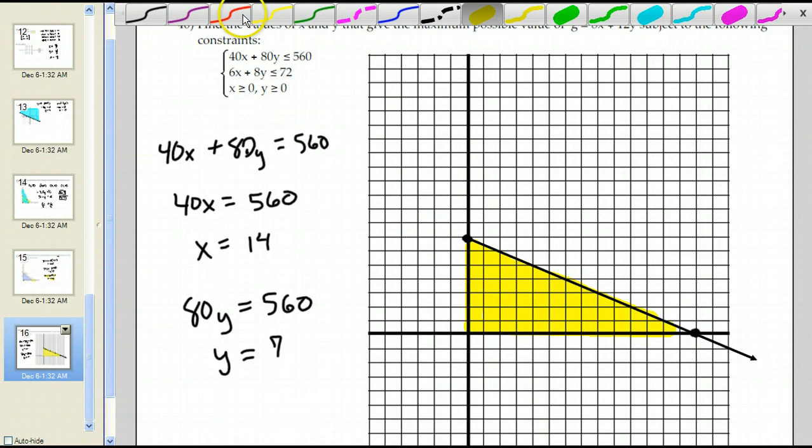Alright, now next line. 6x plus 8y equals 72. So again, the x-intercept occurs when y equals 0. So 6x equals 72. Divide both sides by 6. I'm going to get x equals 12. So 1, 2, 3, 4, 5, 6, 7, 8, 9, 10, 11, 12.